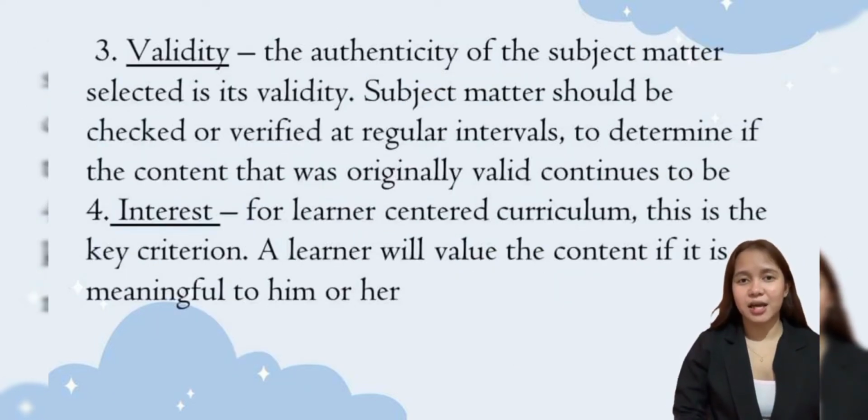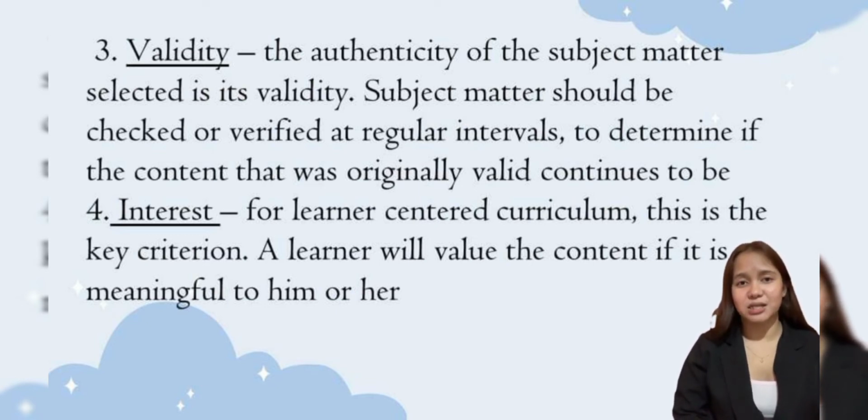Next is validity. The authenticity of the subject matter selected is its validity. So subject matter should be checked or verified at regular intervals to determine if the content that was originally valid continues to be. So the term validity relates to the truthfulness of the subject matter or information you chose. Make sure that the topics aren't out of date. For example, do not include typewriting as a skill to be learned by college students. It should be about the computer or information technology or IT.